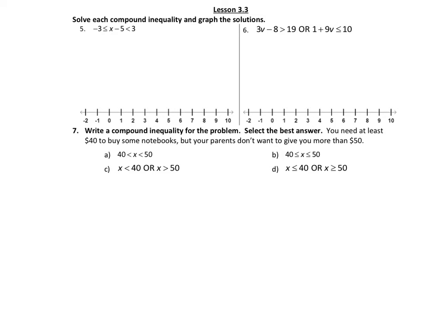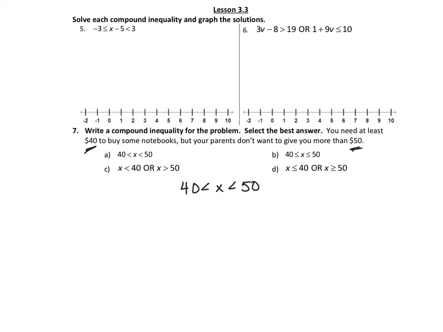And your parents don't want to give you more than 50. So basically, you've got to have somewhere between $40 and $50 for this to work. So this is an in-between question, so this is definitely an and. So you are going to have this much.